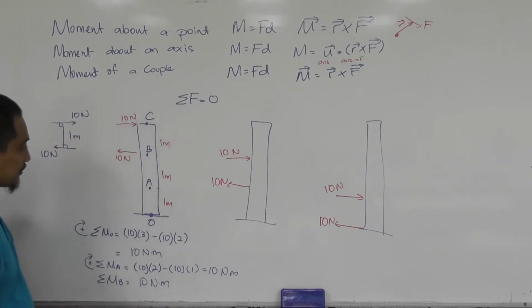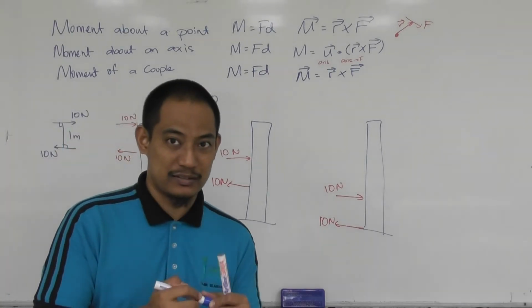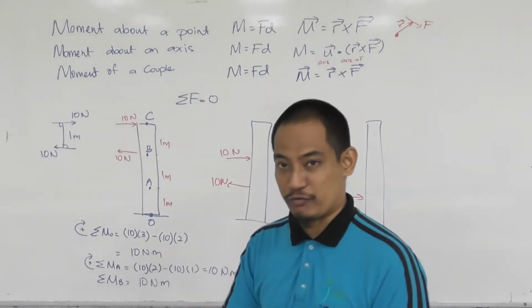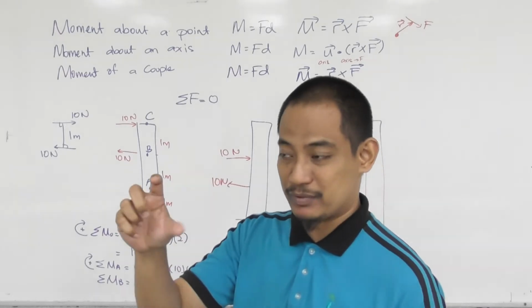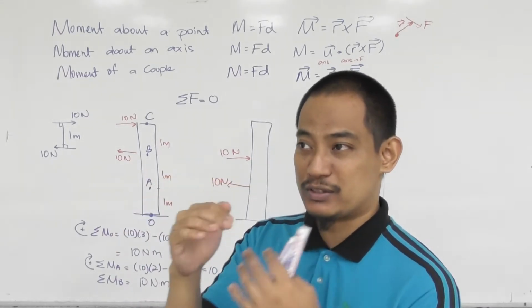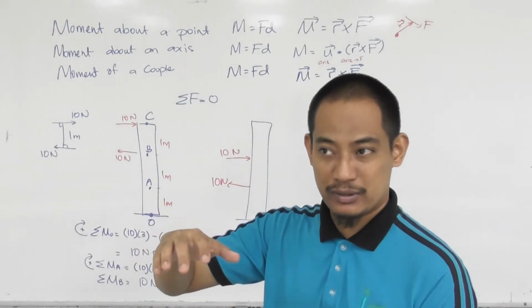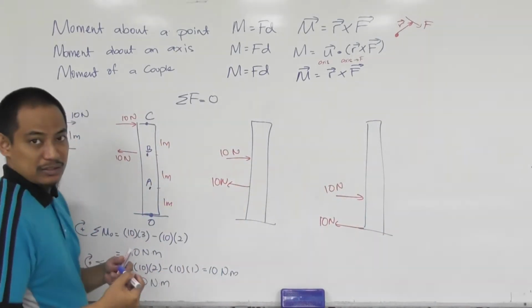That's interesting, where this couple actually produces the same exact value of moment regardless of any point along the structure. So the same couple, basically two forces, always produces the same moment about any point anywhere. Now what about this one? Let's just prove this.